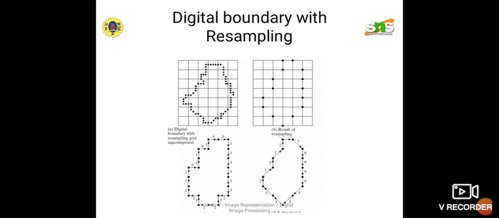And then second, if you're going to represent by 8 directional chain code, the fourth figure, bottom last, shows the same boundary represented using 8 directional chain code. We can see the values, right? If you're moving horizontally from the top, it is 0. If you're moving towards left down, then the value is 7.